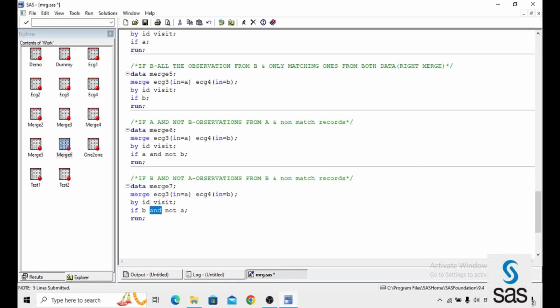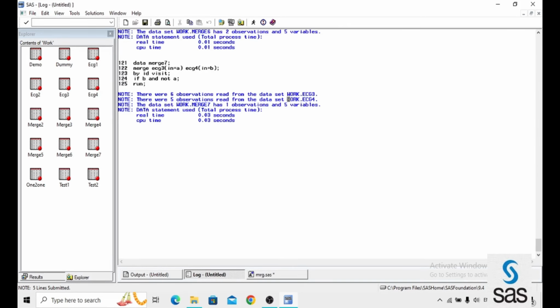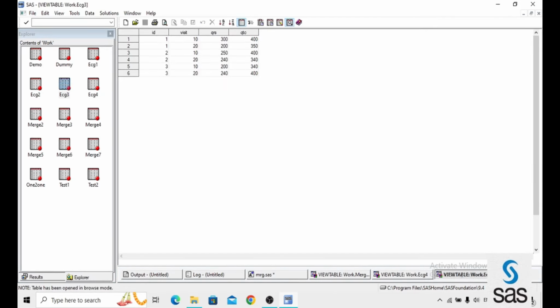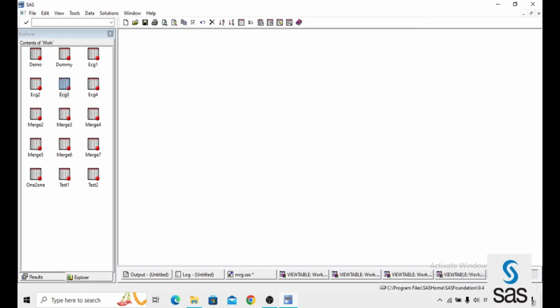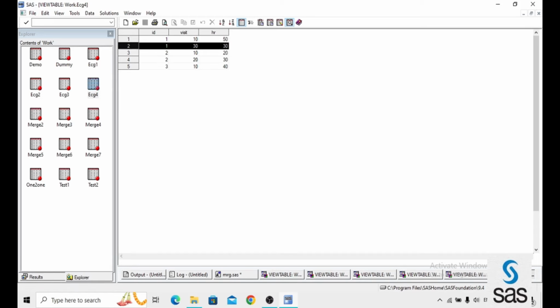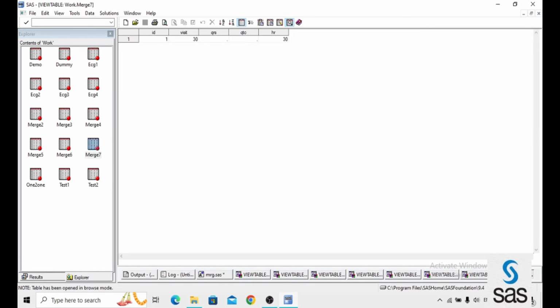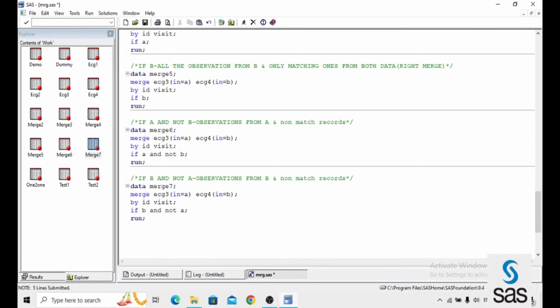If B and not A, we are running this. Okay, the log is clear. Merge7. Then what do we get? Only 130 here. Why do we get this? ECG3 is A, ECG4 is B. Observations from B that are not matching with A. Then which one is not matching in ECG4? 130. This second observation is not matching with the A dataset, and there is no 130 there. That's why in merge7 we get 130.